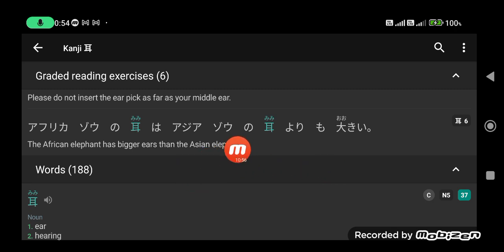The pattern here, minasan: whichever noun is on the left side of yori, that is the inferior in quality or inferior in terms of the adjective level. So here, the yori was placed on the right side of the mimi of the Asian elephant. So you can see the superior in size of ears is that of Africa zo, or African elephant. Africa zo no mimi wa Ajia zo no mimi yori mo oki. Okay, so this is the function of yori.